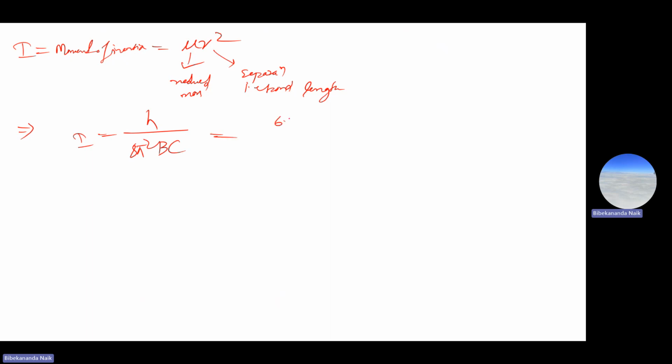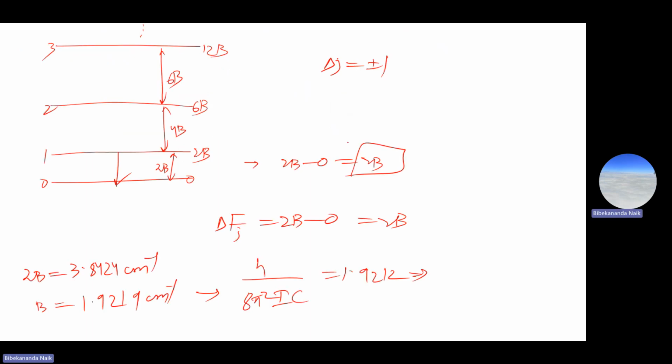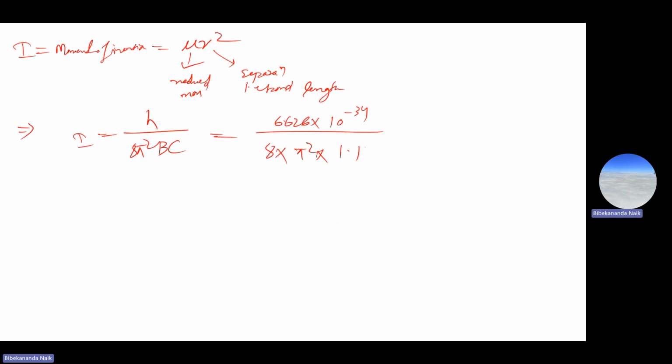So h value we know, 6.626 into 10 to the power minus 34, divided by 8 into pi square into B, which is 1.9212. But the value of h we have taken in terms of joule second, so here we have to take the value in meter inverse. If you convert centimeter inverse to meter inverse, it will be multiplied by 100. It was 1.9212, so it will be 192.12.